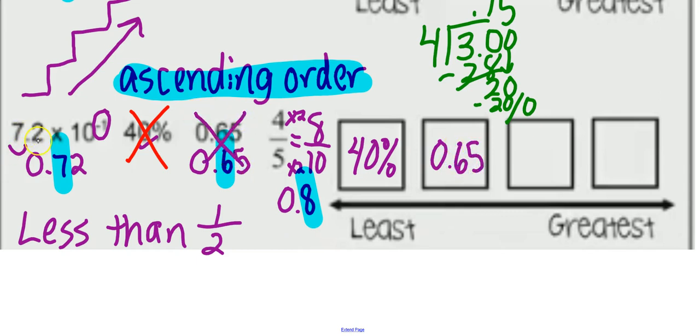And then my next one is going to be 7.2 times 10 to the negative 1 power. And then my last one is 4/5. That's my greatest number. So you can see we used the changing to a decimal, but we also used just some of our number sense because we knew that the 40% was less than 1/2. Okay, let's go to our next page.